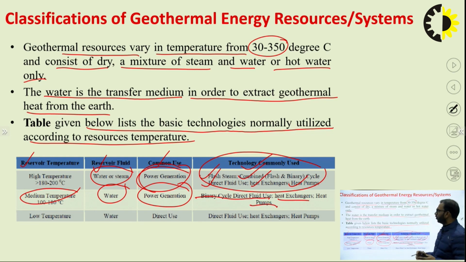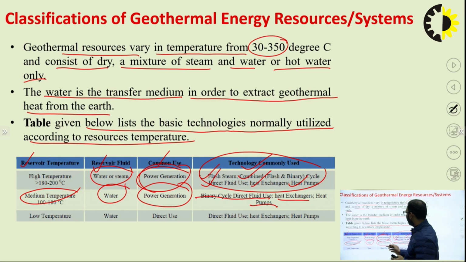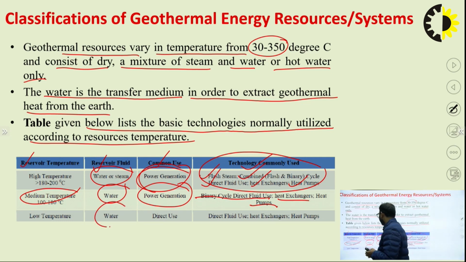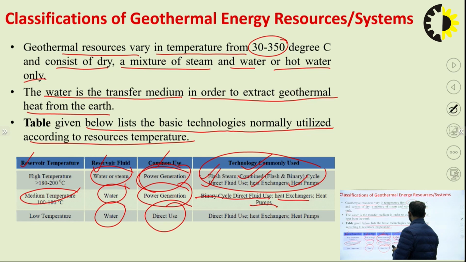Then the last one is low temperature. If the temperature is below 100 degrees Celsius, then the reservoir fluid is water, and the common use for this type of water is direct use, and the technology commonly used for low temperature fluid is direct fluid use, heat exchangers and heat pumps.